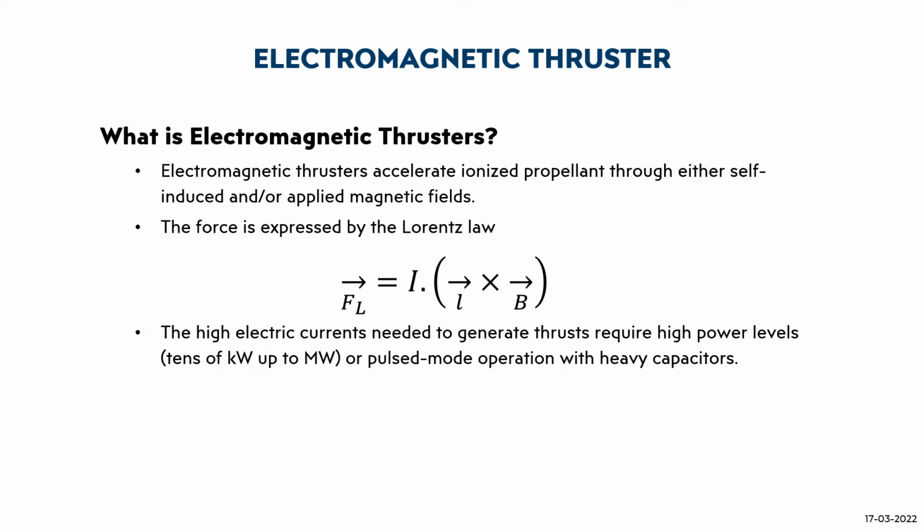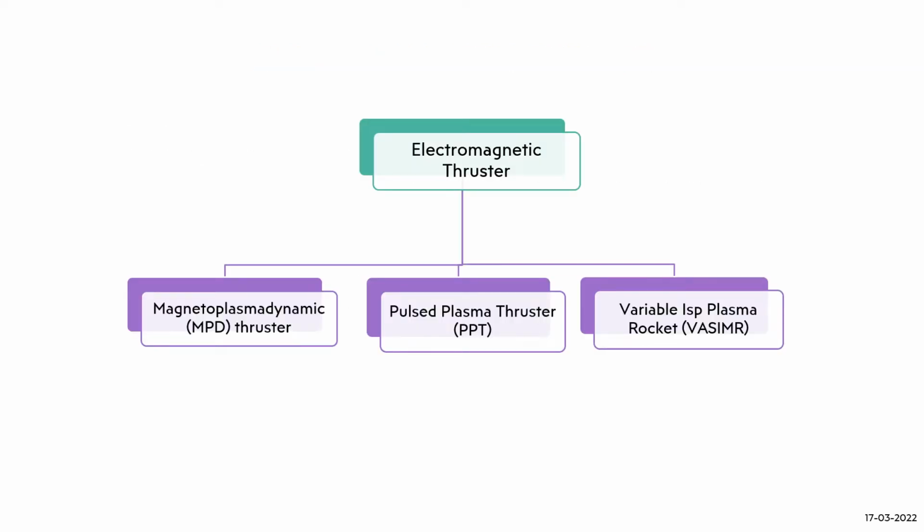The high electric currents needed to generate thrust require high power levels, from kilowatts up to megawatts, or pulse generation with heavy capacitors. Electromagnetic thrusters can be classified into three types: the magnetoplasmadynamic thruster, that is the MPD thruster; the pulsed plasma thruster, that is the PPT thruster; and the variable specific impulse plasma rocket, that is VASIMR.